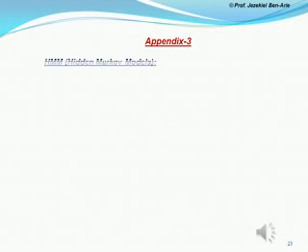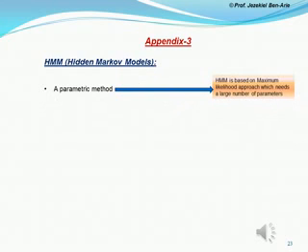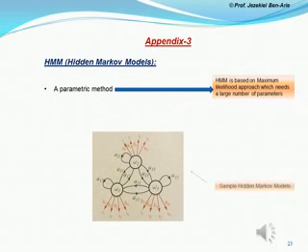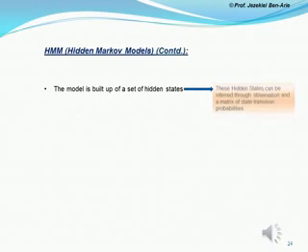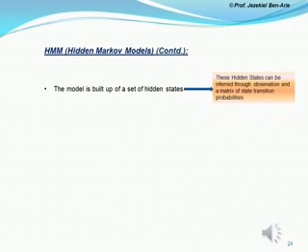In Appendix 3, we shall discuss hidden Markov models, or HMM, which is the state-of-the-art and the most popular speech recognition method nowadays. HMM is a parametric method which is based on the maximum likelihood approach. Here we are showing a sample hidden Markov model with 3 hidden states. Hidden Markov models are built up of a set of hidden states. These hidden states can be inferred only through observation of the emissions.